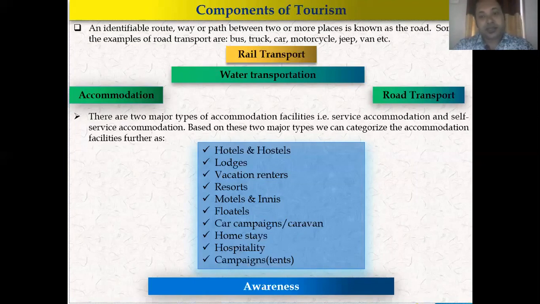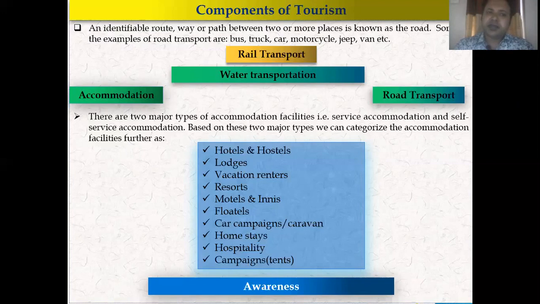And the bridge is also being developed, connecting the different parts of our country with the Dhaka division. And there are two major accommodation facilities here: service accommodation and self-service accommodation.